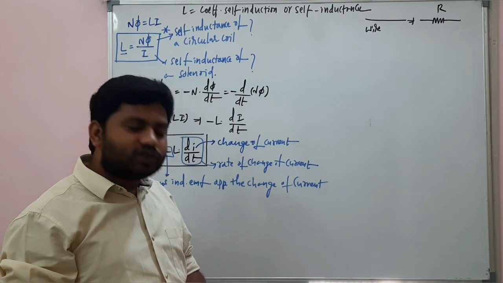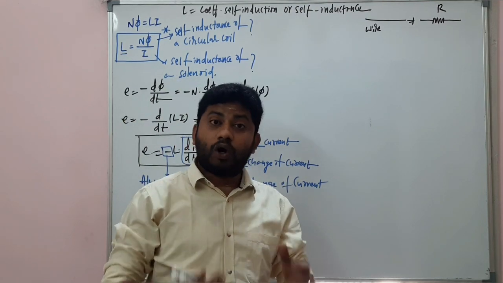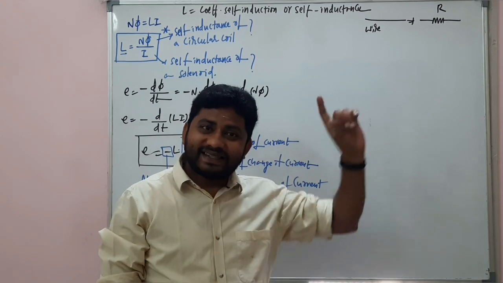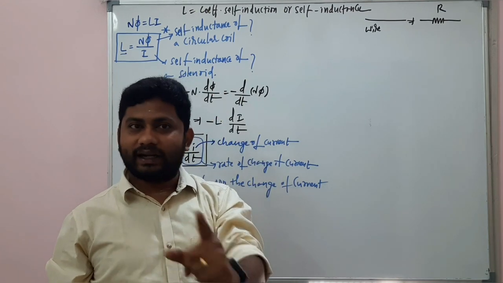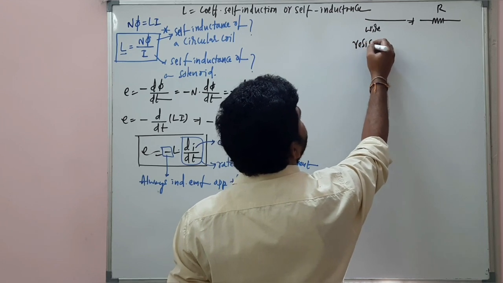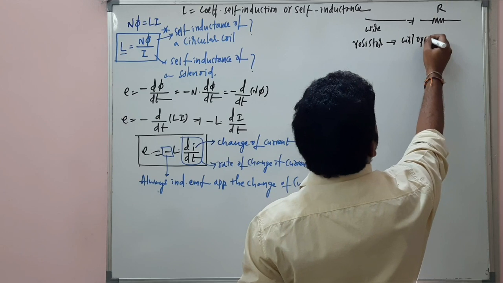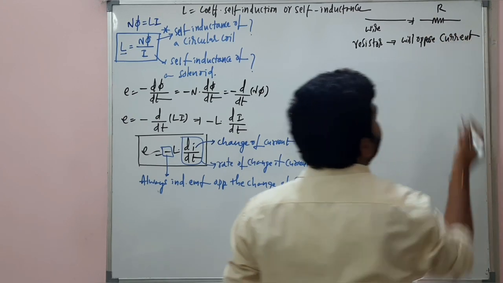Most students have a common misunderstanding between the resistor and the inductor. A resistor will oppose the current, just the current. Understand? A very important difference I'm writing: a resistor will oppose the current.